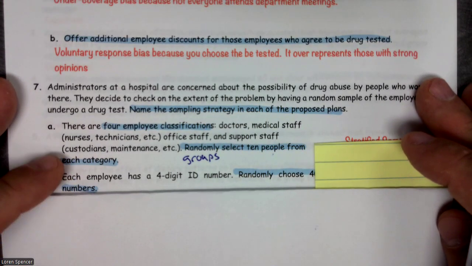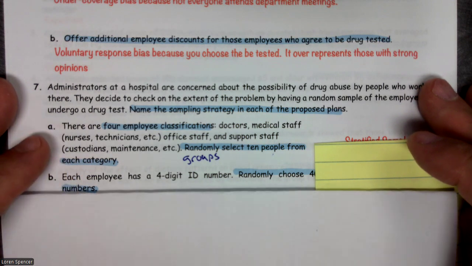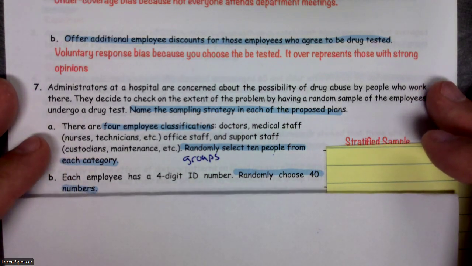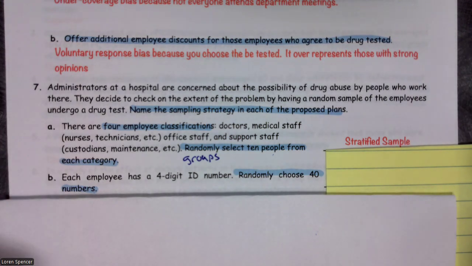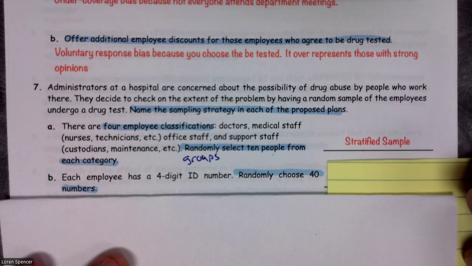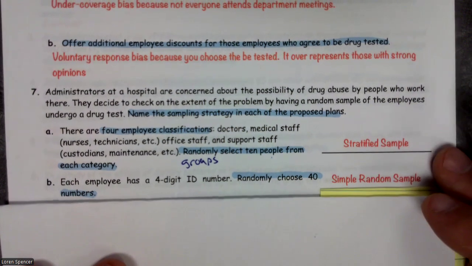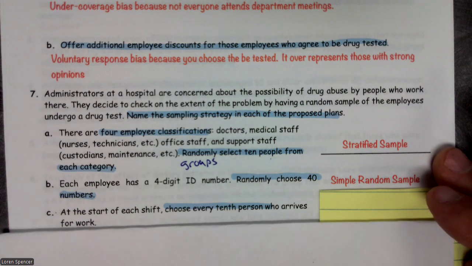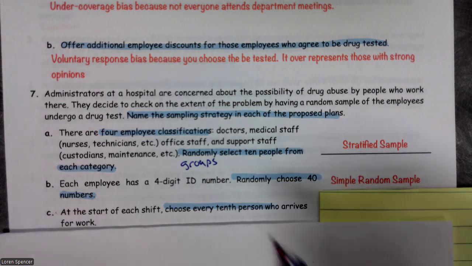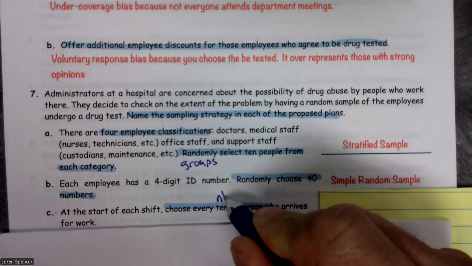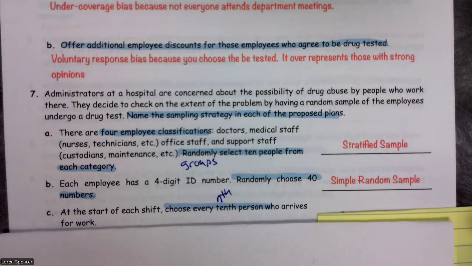Each employee has a 4-digit ID number. Randomly choose 40 numbers. So basically, we put all the numbers in a hat, or we used the random number generator, and everybody had a good chance of being selected. This is a simple random sample. At work, at the start of each shift, choose every 10th person. Anytime it has the nth, that makes it systematic.